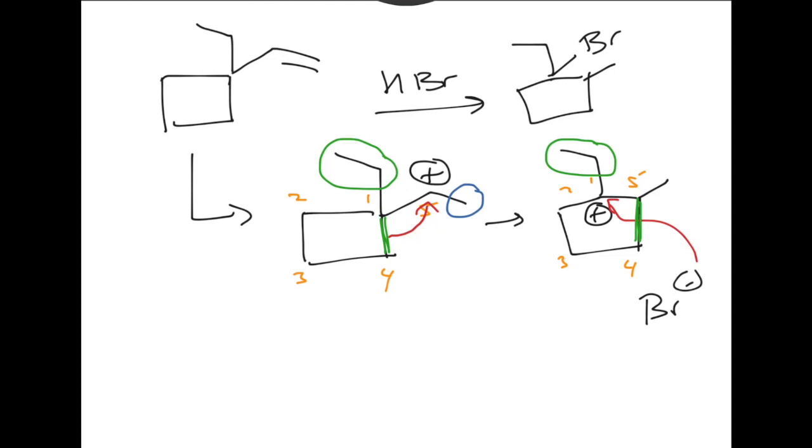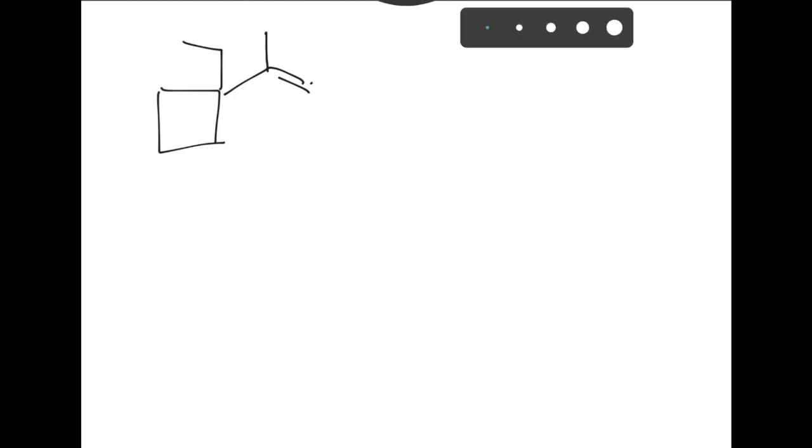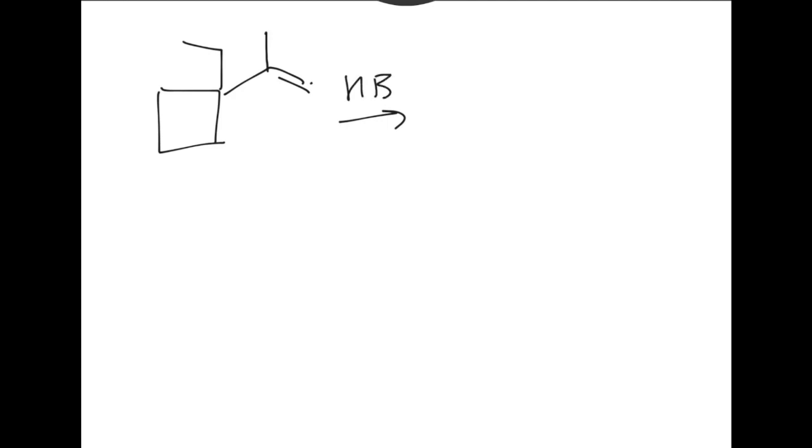I was asked to do an example where carbon 5 had 2 methyl groups on it, and that's what I'll go ahead and draw right after this. So let's say I had this, and then I had that. There. So if I had that and I used HBr, I would end up getting this as my carbocation.